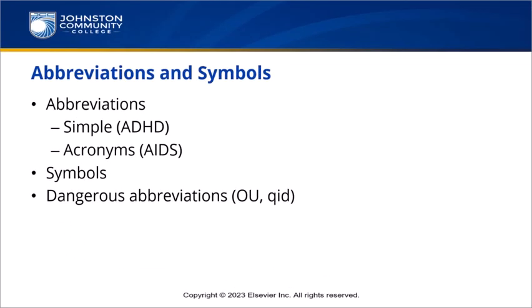Now let's talk about abbreviations and symbols. Abbreviations and symbols are short forms of terms used for the sake of convenience. They are commonly used in healthcare documentation, and many will be presented throughout the text. Abbreviations may be as simple as IM for intramuscular.